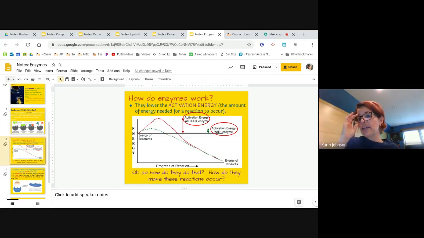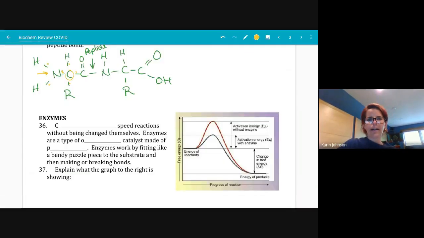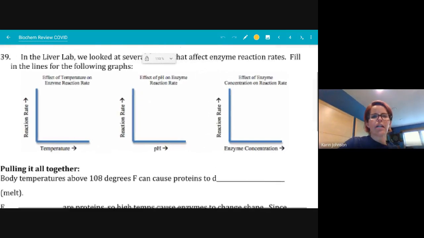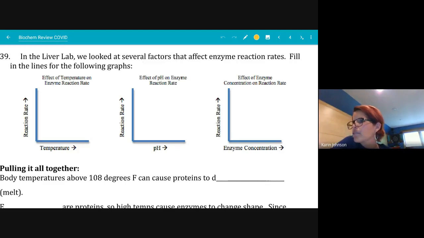So we did the liver lab, and we had some graphs that we had to do. And I think maybe I will do this one back on this page here so that you guys can see my graphs, make it really big. So it says in the liver lab, we looked at several factors that affect enzyme reaction rates. Fill in the lines for the following graphs. So the effect of temperature on the enzyme reaction rate. So this is what it was supposed to be, but it didn't necessarily turn out that way. So whatever, but let's just do it the way it was supposed to be. For temperature, the enzymes work best at your body or room temperature. That's their peak.